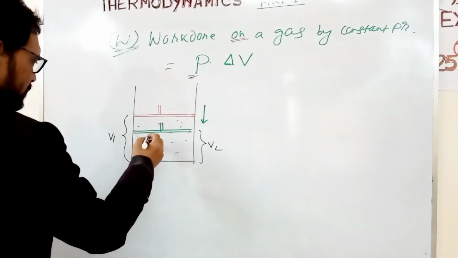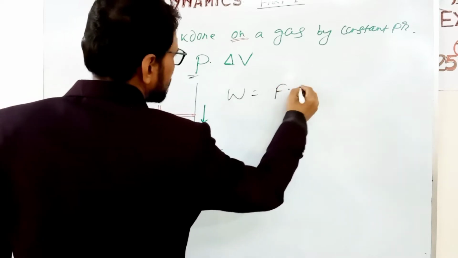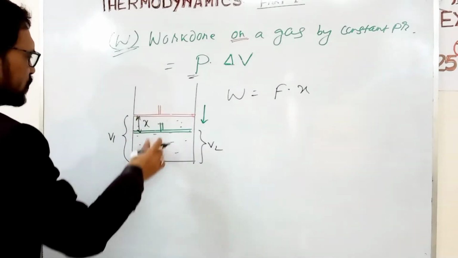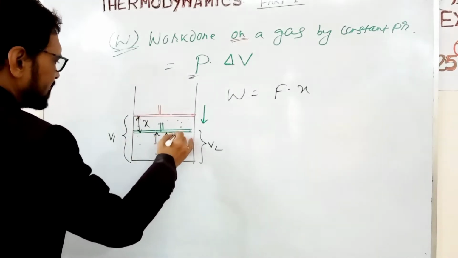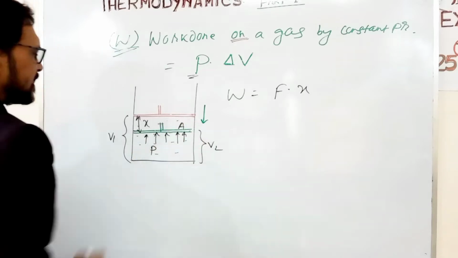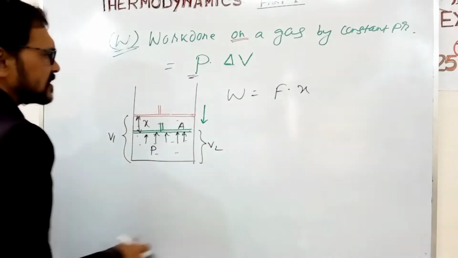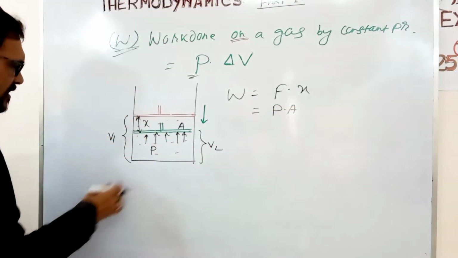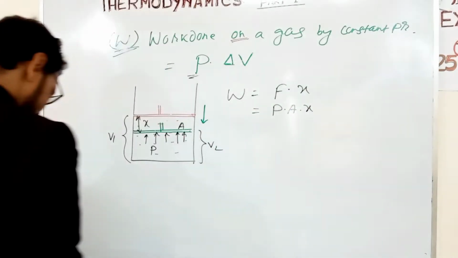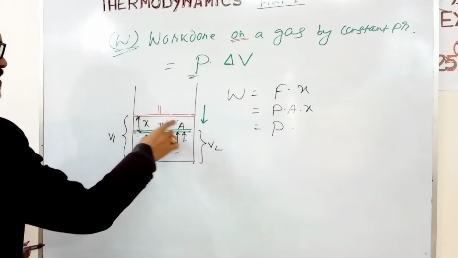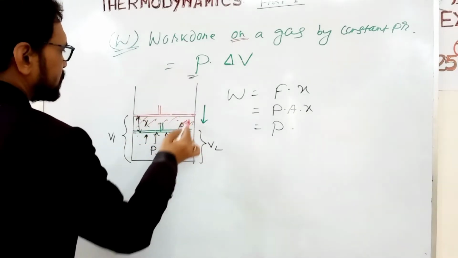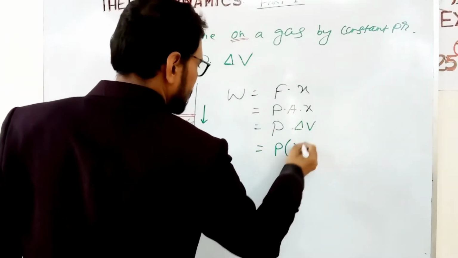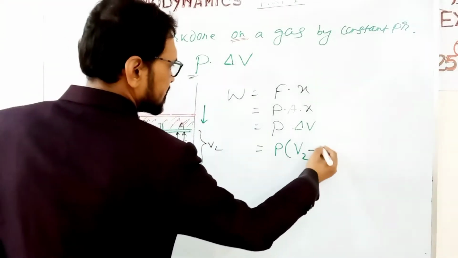So at constant pressure, what is the work done? Work done equals force into displacement. Suppose the displacement of the piston is x. What is the force? If the pressure of the gas is P and the area of the piston is A, the force required to compress the gas equals pressure into area, P into A. Force into displacement gives P into A into x. Area into x equals this volume change, so the work is P into delta V, that is P into (V2 minus V1).